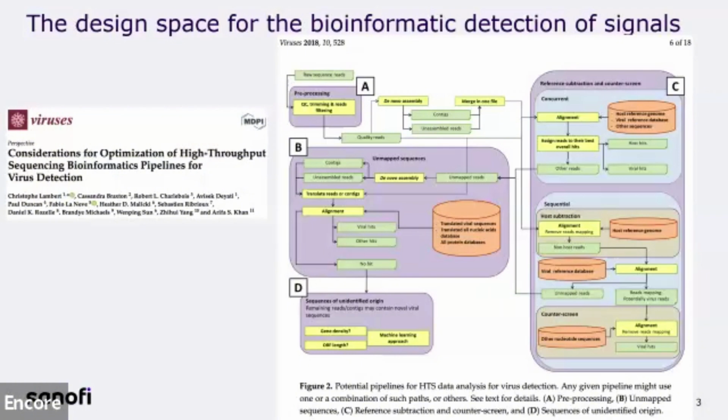In 2018, Christophe and others in the AVD-TIG published a considerations paper for optimization of high-throughput sequencing bioinformatic pipelines. And I like to see this, there's too much stuff in there. All the possibilities are in there. And so I like to see this as the design space. So nobody's pipeline is going to look like this, but they're going to carve out a path through this design space. If you haven't read this paper, that is a significant achievement from our subgroup D.